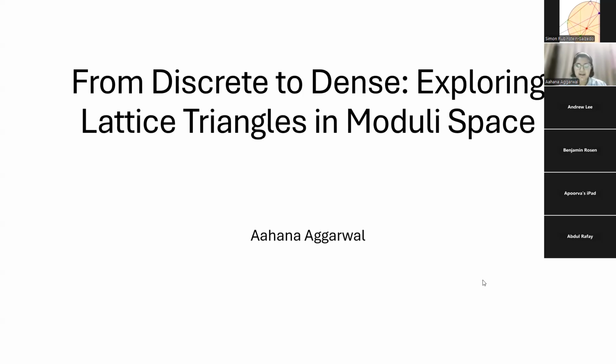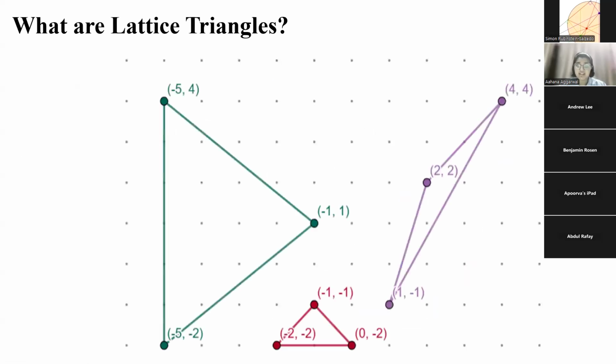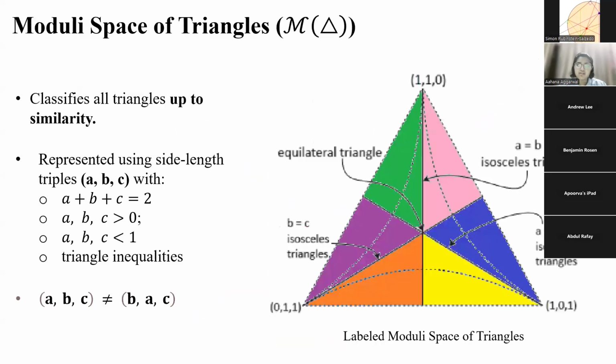Hi everyone. My name is Aahana Aggarwal, and today we'll be exploring lattice triangles. So, what are lattice triangles? Lattice triangles are triangles with vertices on integer coordinates, like these. So we study moduli spaces of lattice triangles. Moduli space is a map which classifies every single triangle up to similarity. Think of any single triangle and you can place it in the moduli space.